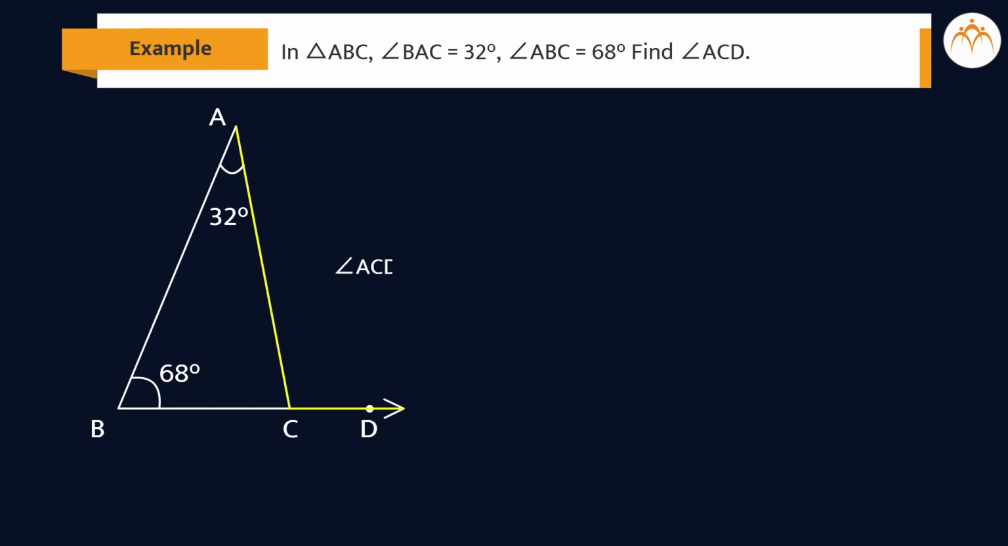Measure angle ACD is equal to measure angle BAC plus measure angle ABC because of the theorem of remote interior angles of a triangle. Therefore, measure angle ACD is equal to 32 degree plus 68 degree is equal to 100 degree. Therefore, measure angle ACD is equal to 100 degree.